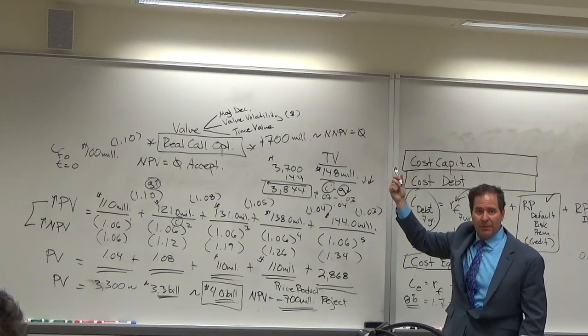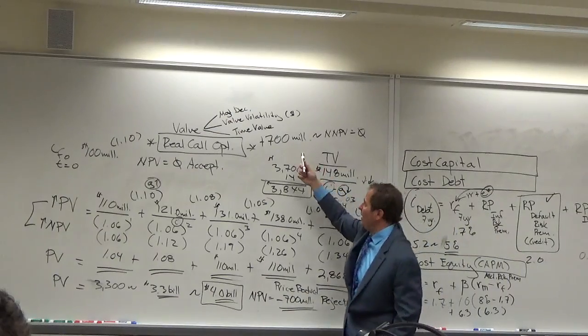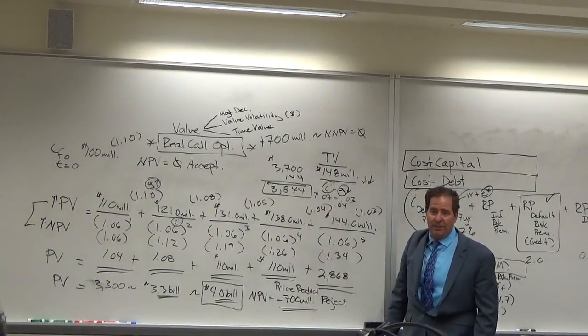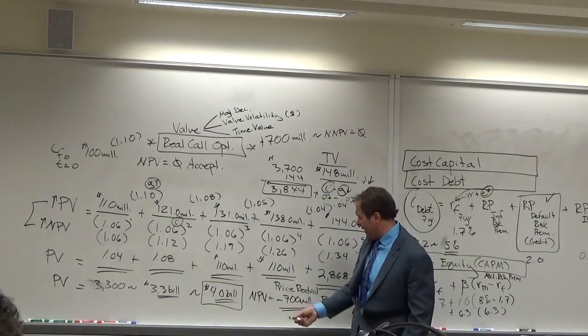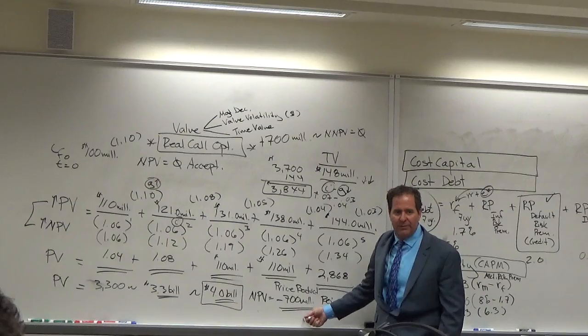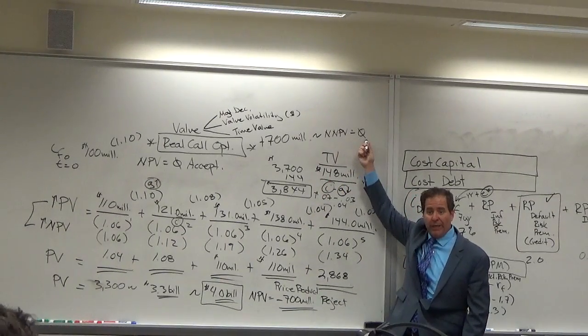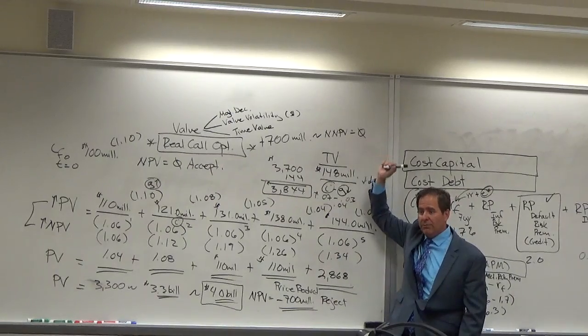Maybe. So that ability to negotiate and the volatility and the time value is going to determine the real call option value. And if the real call option value is equal to or greater than the negative net present value, then your net present value is equal to 0 or greater, and that means that you can accept the project.